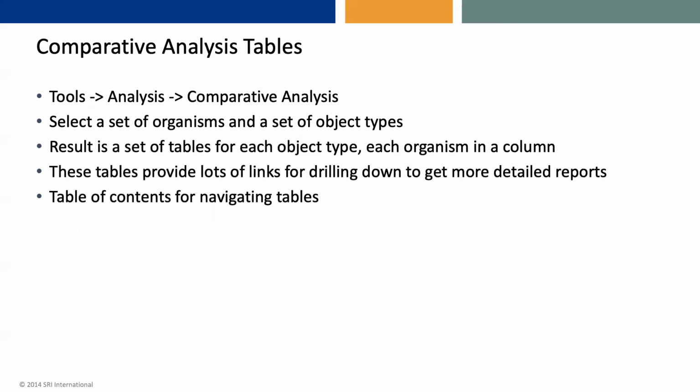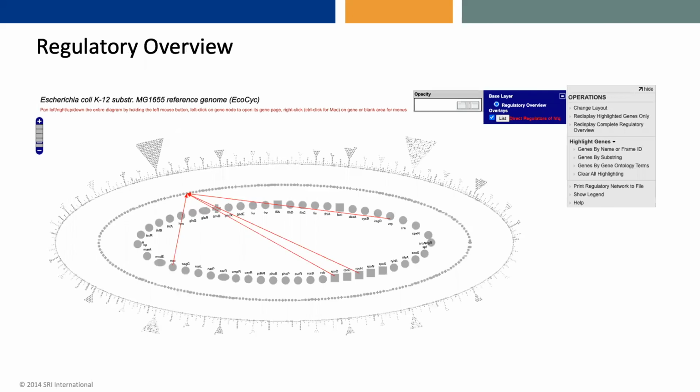Next thing is comparative analysis tables. This is a set of reports that you can generate comparing various features of multiple organism databases. Again, it's this process of selecting a set of organisms and a set of object types that you're looking at. Results are a set of tables for each object type. Each organism is listed in a column, and there are lots of links for drilling down and looking at individual objects. And the report also includes a table of contents.